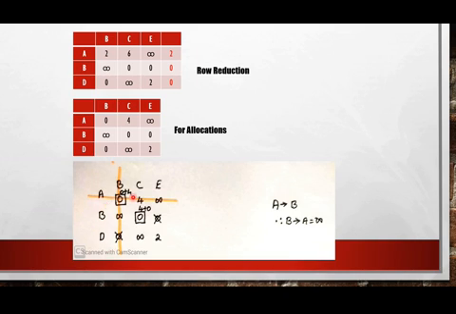So the penalties are 0 in the column wise, 4 in the row. So 0 plus 4. For this, 4 in the column, 0 in the row. So 4 plus 0. Here also the penalty is 4. Here also the penalty is 4. Now which one to choose? Choice is yours. Arbitrarily you can choose any one. You will get the correct answer.